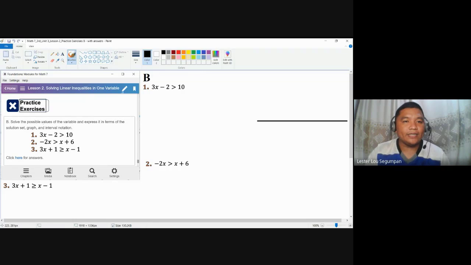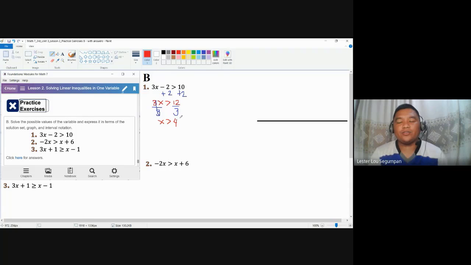For number one here, we need to remove first this constant here by adding 2 to both sides. Then we have 3x is greater than 12. And then we divide both sides by 3 to cancel that out. x is greater than 4.